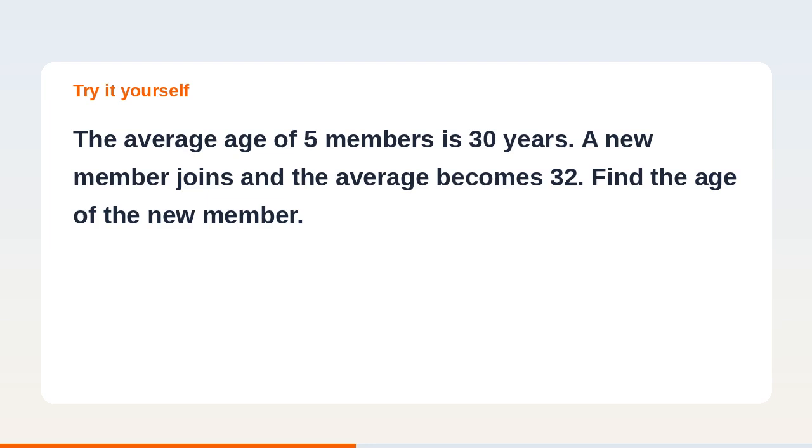Here's one to try yourself. The average age of 5 members is 30 years. A new member joins and the average becomes 32. Find the age of the new member. Pause the video and give it a shot.